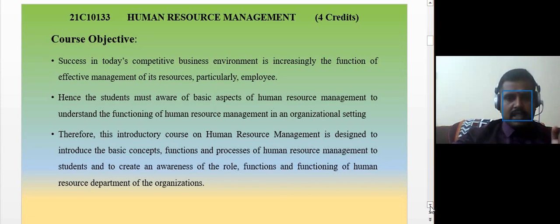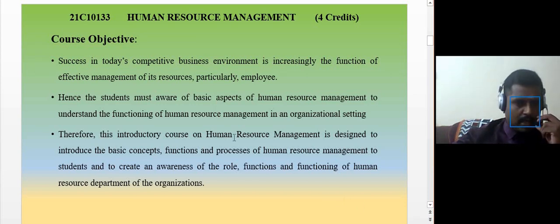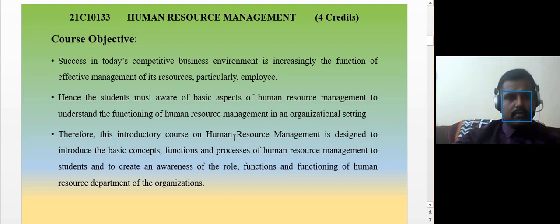It is a 4 credit course. The total credits allotted to this paper, to this course, are 4. There are 5 blocks and 16 units. We will discuss them one by one, unit-wise. So let me discuss the course objective.